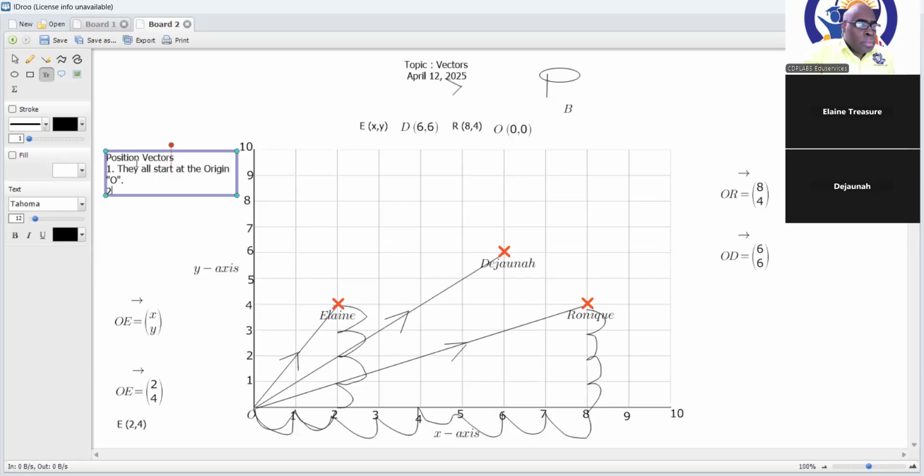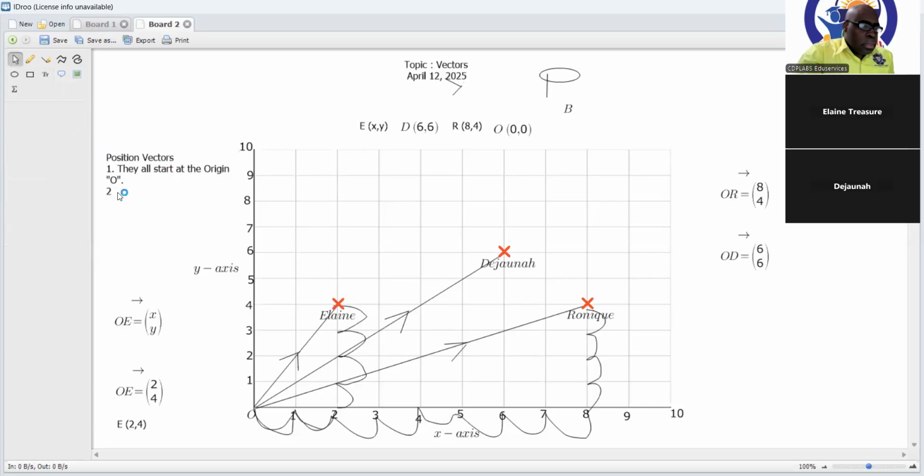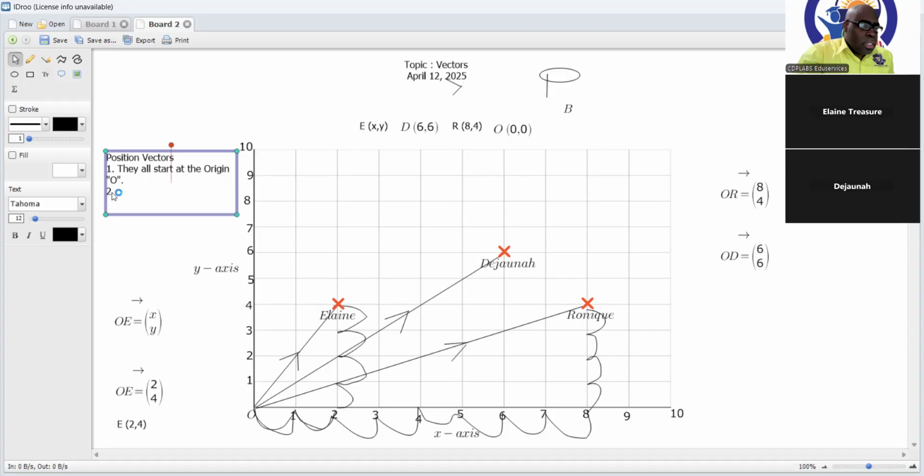Any other observation? Elaine, you want to give me your observation? You can write in the chat as well, but make sure you send it directly to me. You don't want Elaine to see it. That's the good thing about Zoom. So they all start at the origin O. Any other observation about position vectors?